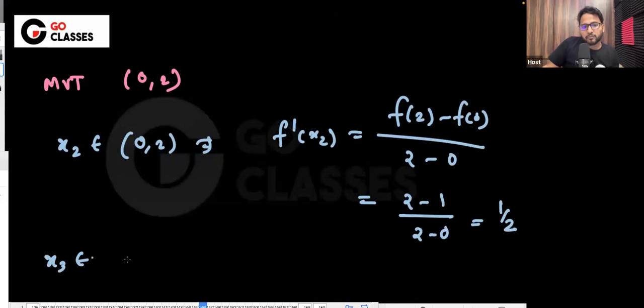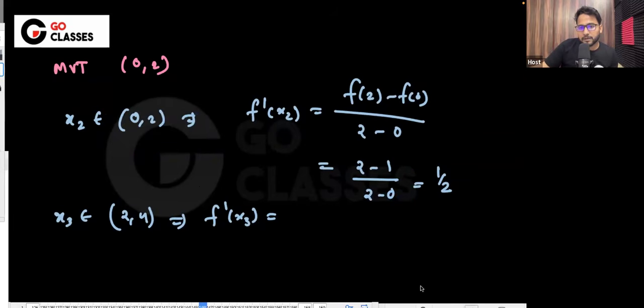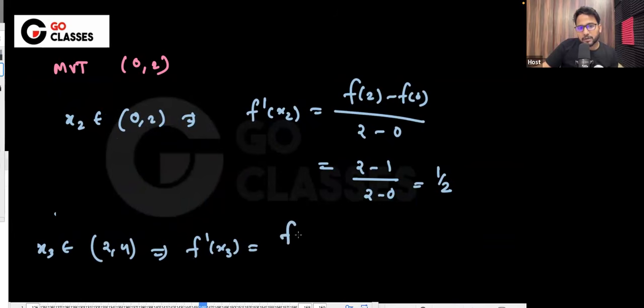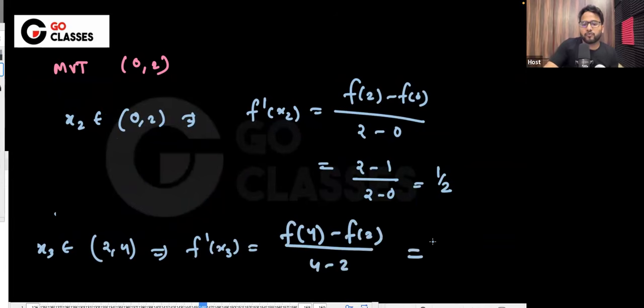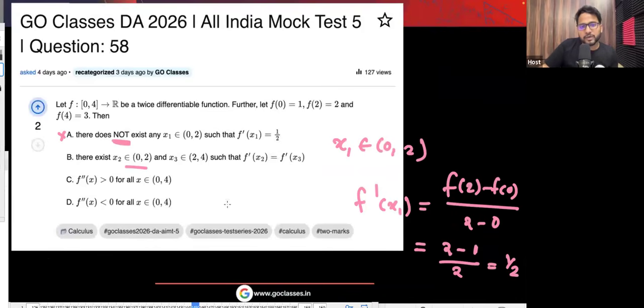Similarly, you can find x3 from the range of 2 to 4, and f dash x3 will be equal to f of 4 minus f of 2 divided by 4 minus 2. So f of 4 is given to be 3, so 3 minus 2 divided by 2. So this is also 1 by 2. So yes, there exists some x2 in this range where f dash x2 is 1 by 2, and f dash x3 is also 1 by 2. So basically there are x2 and x3 such that both are equal, and both are equal to 1 by 2. So that's why B is correct.